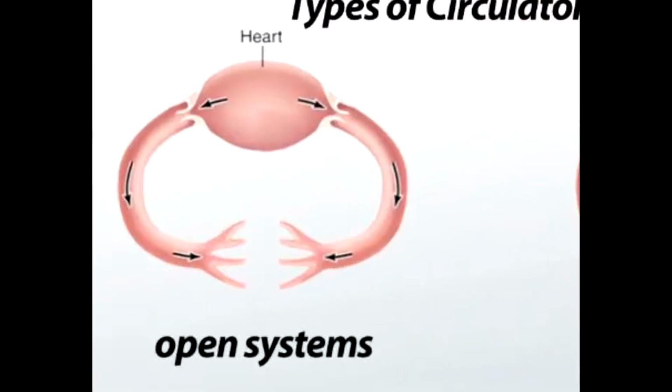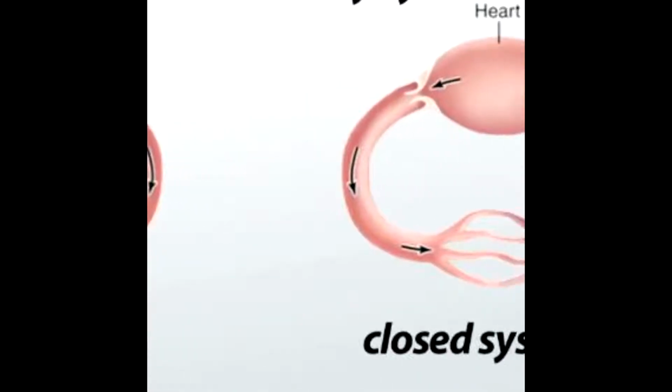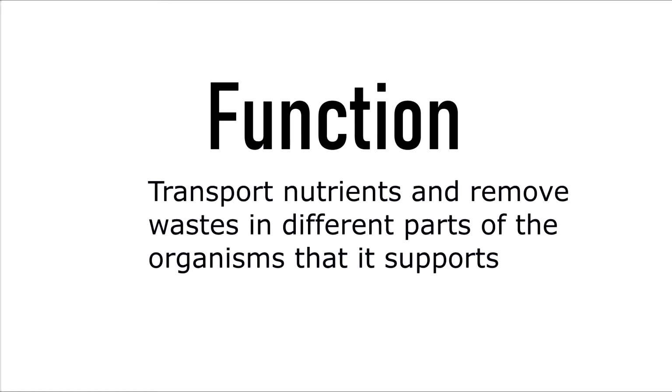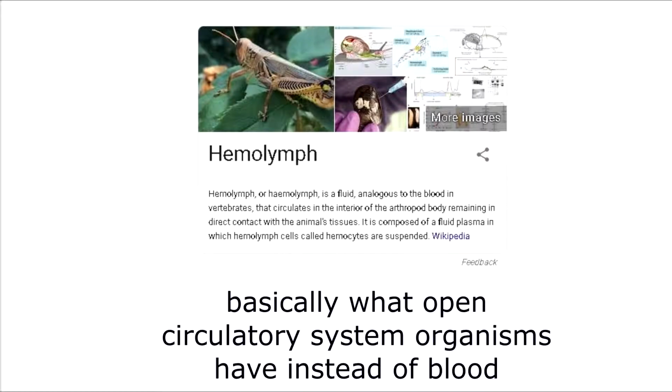To start off, there are two circulatory systems, the open circulatory system and the closed circulatory system. The function of both types of circulatory systems is to transport nutrients and remove wastes in different parts of the organism that it supports. In the open circulatory system, there are no vessels. So instead, hemolymph, which is a fluid composed of blood and other fluids, flows and covers the body tissues.